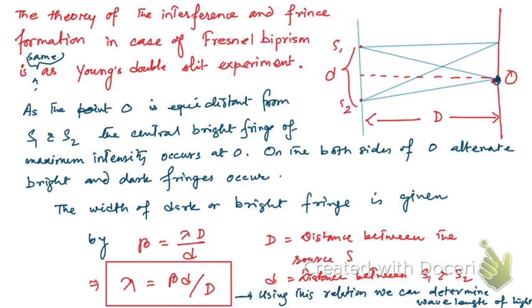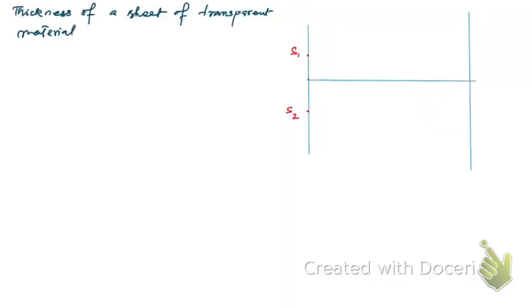Okay, so now let's move on to the next topic, that is how to determine the thickness of a sheet which is placed in the path of light. Okay, let me show that one. So now let me explain how to obtain the thickness of a sheet of transparent material when it is placed in the path of one beam of light. Then the central bright will shift to another position.